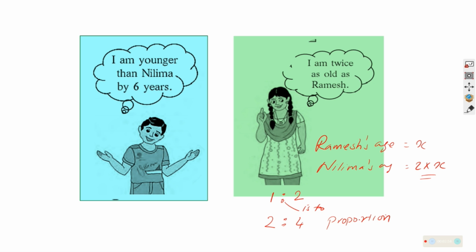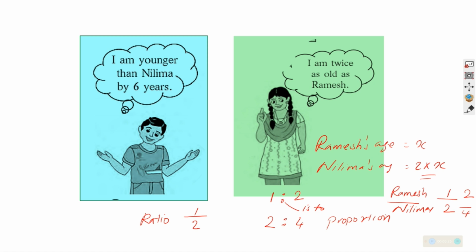Okay, the same proportion can be expressed if we represent Ramesh's age and Nilima's age in the form of a fraction: like 1, then it is 2. If it is 2, it is 4. This way of representing in fraction format, one upon other, we call that representation a ratio form.